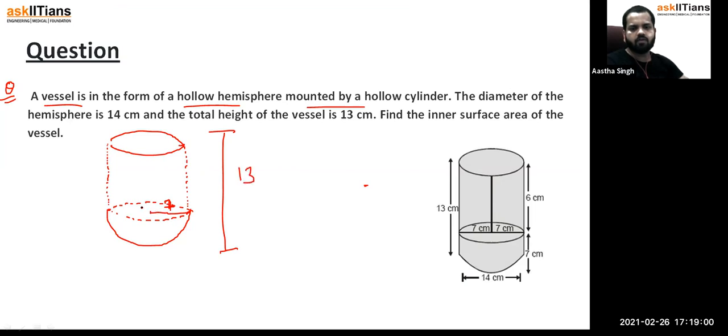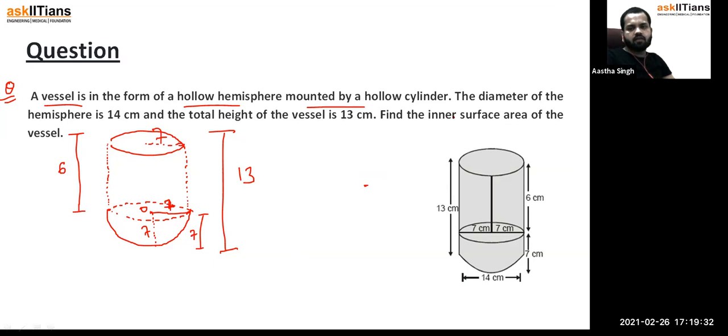If this point is O, suppose, right? If your OA is 7, if your radius is 7, so basically this will also be equal to 7. The height of the cylinder will be equal to 13 minus 7, or not. If this height is 7, the remaining height will be 13 minus 7, equal to 6, or not. You already know the radius is the same in both cases. Find the inner curved surface area of the vessel. We have to calculate the inner surface area of the vessel.